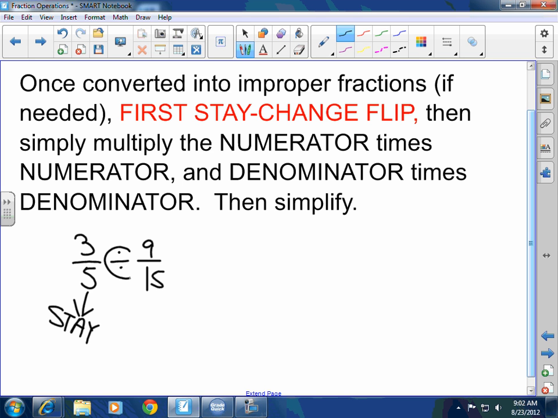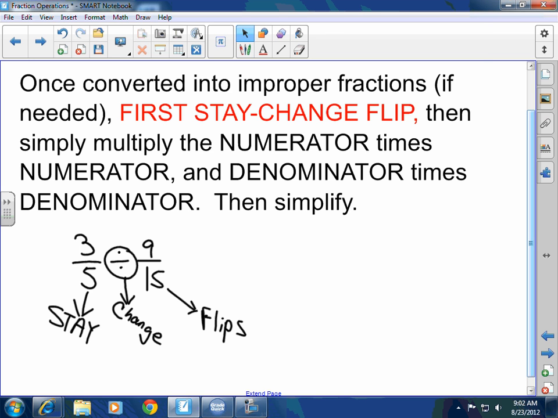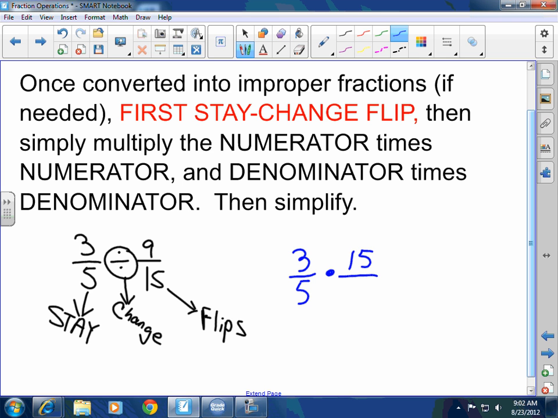The division sign changes to multiplication. So you have stay, change, and the second fraction literally flips. So let's put this into motion. Stay, change, flip.